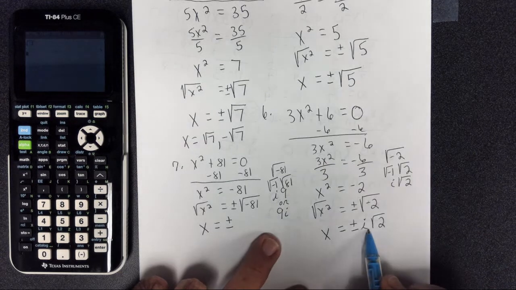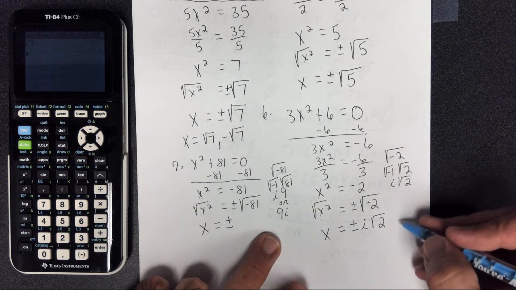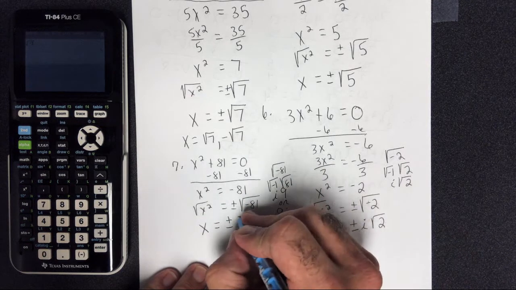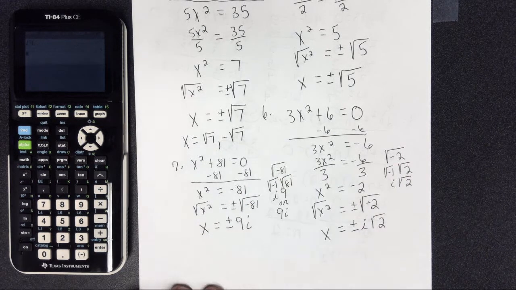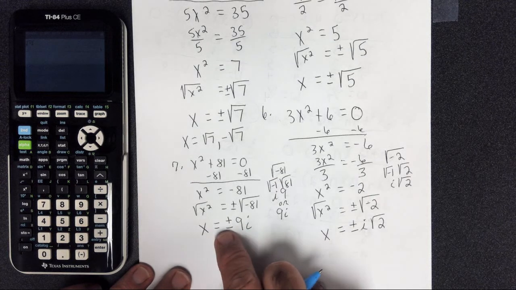Over here I had a radical. That's why I put the i first. So if you got radicals, you usually put them first so it don't look like it's underneath. But if you just got a number with the i, that's all we do, so this is a plus or minus 9i. So one answer is a positive 9i. Second answer would be a negative 9i.